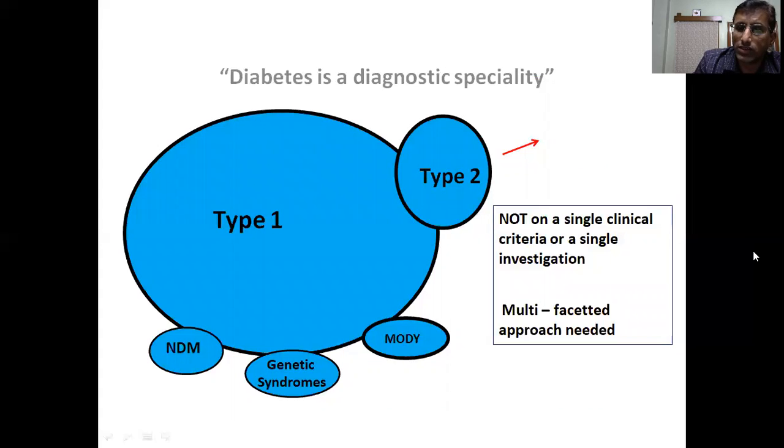So in those cases, a multifaceted approach is needed, and a single clinical criterion or a single investigation might not be very helpful. And moreover, in type 2 diabetes, as we understand, it's a heterogeneous presentation. There are several subgroups of type 2, such as groups which are predominantly insulin resistant with a lesser extent of insulin secretory defect, and certain groups which are predominantly insulin secretory defect with a lesser extent of insulin resistance. We'll see this in the next case scenarios.